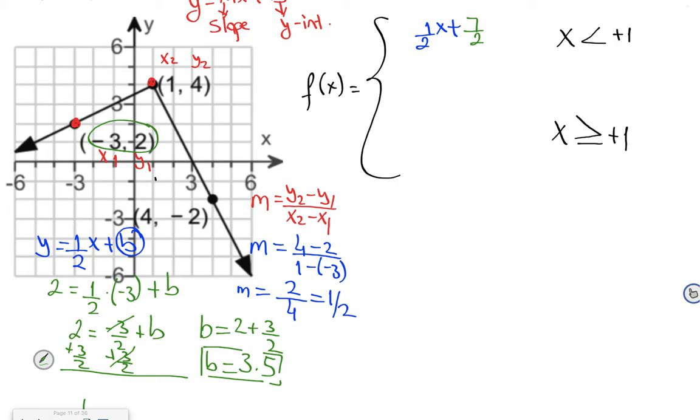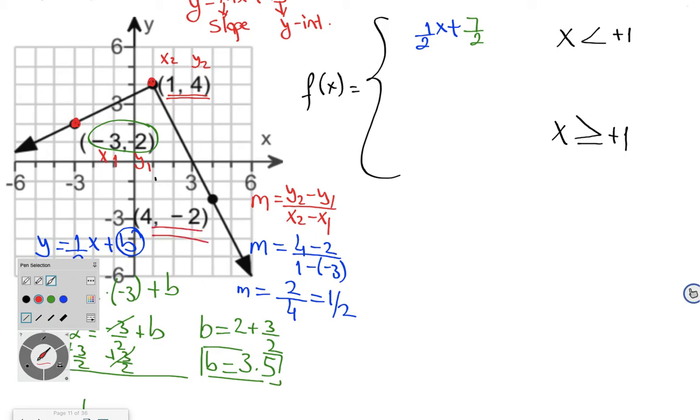Now what about the other equation, which belongs to the line located where x is greater than or equal to 1? I already know the 2 points. One of them is 1 and 4. The other one is 4 and -2. Let's say that this is x1, y1, and this is x2, y2.